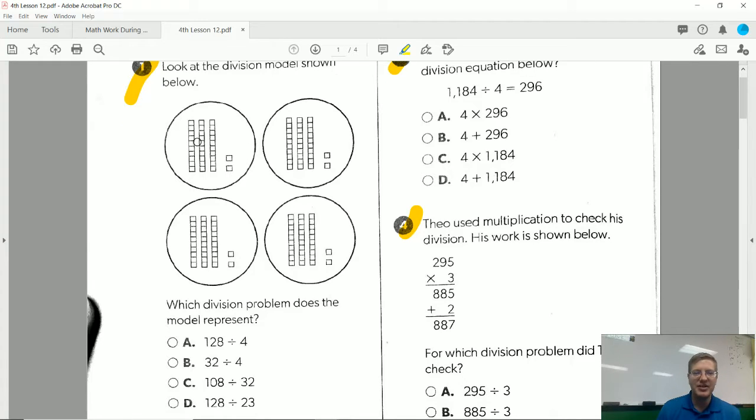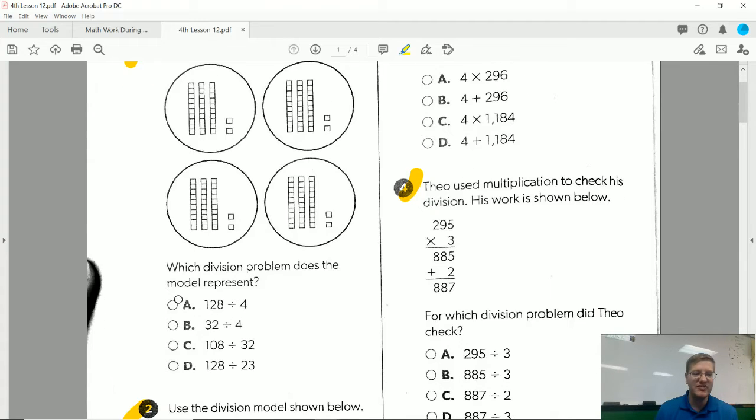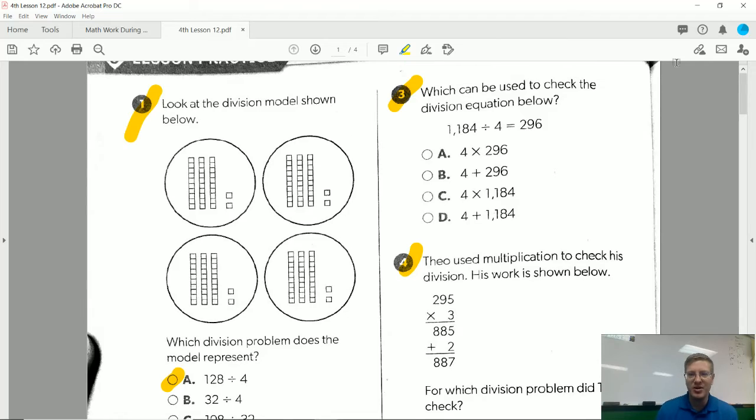We are going to want to count everything up. So I've got 10, 20, 30, 40, 50, 60, 70, 80, 90, 100, 110, 120, 122, 124, 126, 128. So I'm making that into 4 groups. That would give us 128 divided by 4.